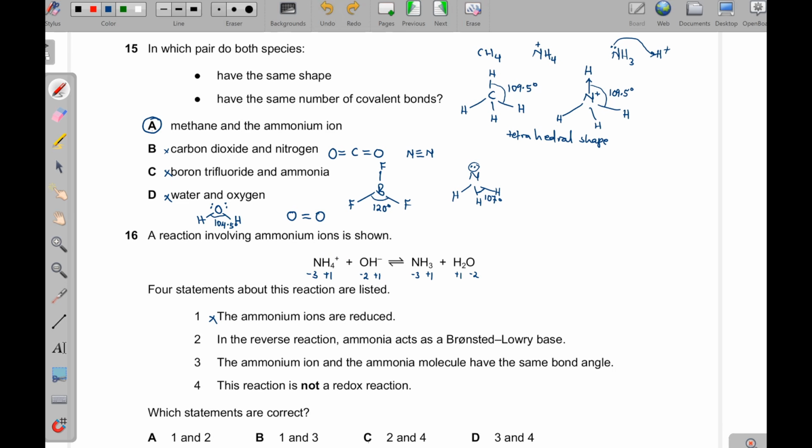Then statement 2, they are saying in the reverse reaction, ammonia acts as a Bronsted-Lowry base. Now, first of all, before I even do anything else, wherever there is 1, I have to cancel it. So there is a 1 here. There is also a 1 here. So that means my answer has to be on C and D. Now let's go to statement 2. In the reverse reaction, ammonia acts as a Bronsted-Lowry base. So reverse, we are looking at this.